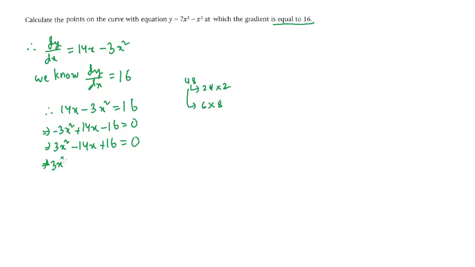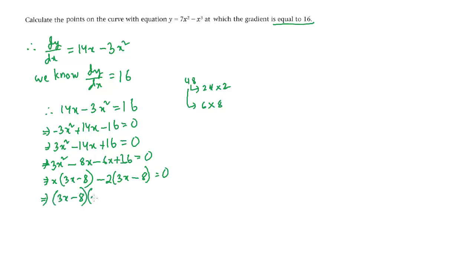So we can write 3x squared. Now we need minus 48. So for that, we will need minus 8x minus 6x. So that would ensure minus 48. So let's take x common here. We cannot take anything else common, so it will be 3x minus 8. Now this is 16. So now let's take 2 common here. This will be 3x minus 8 equals 0. So if we take 3x minus 8 common, we will get x minus 2 equals 0. Therefore x equals 8 by 3, or x equals 2.